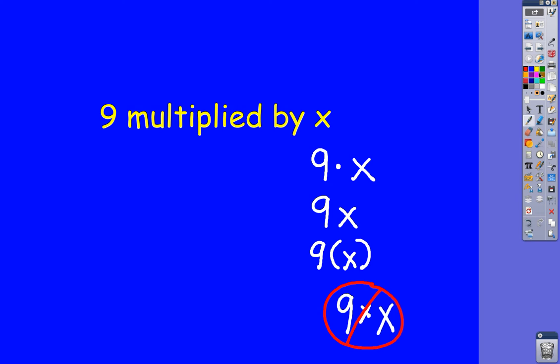Now, of these examples, the best one is 9x. We just want to keep it simple. We don't want to do any extra writing of symbols that aren't necessary.